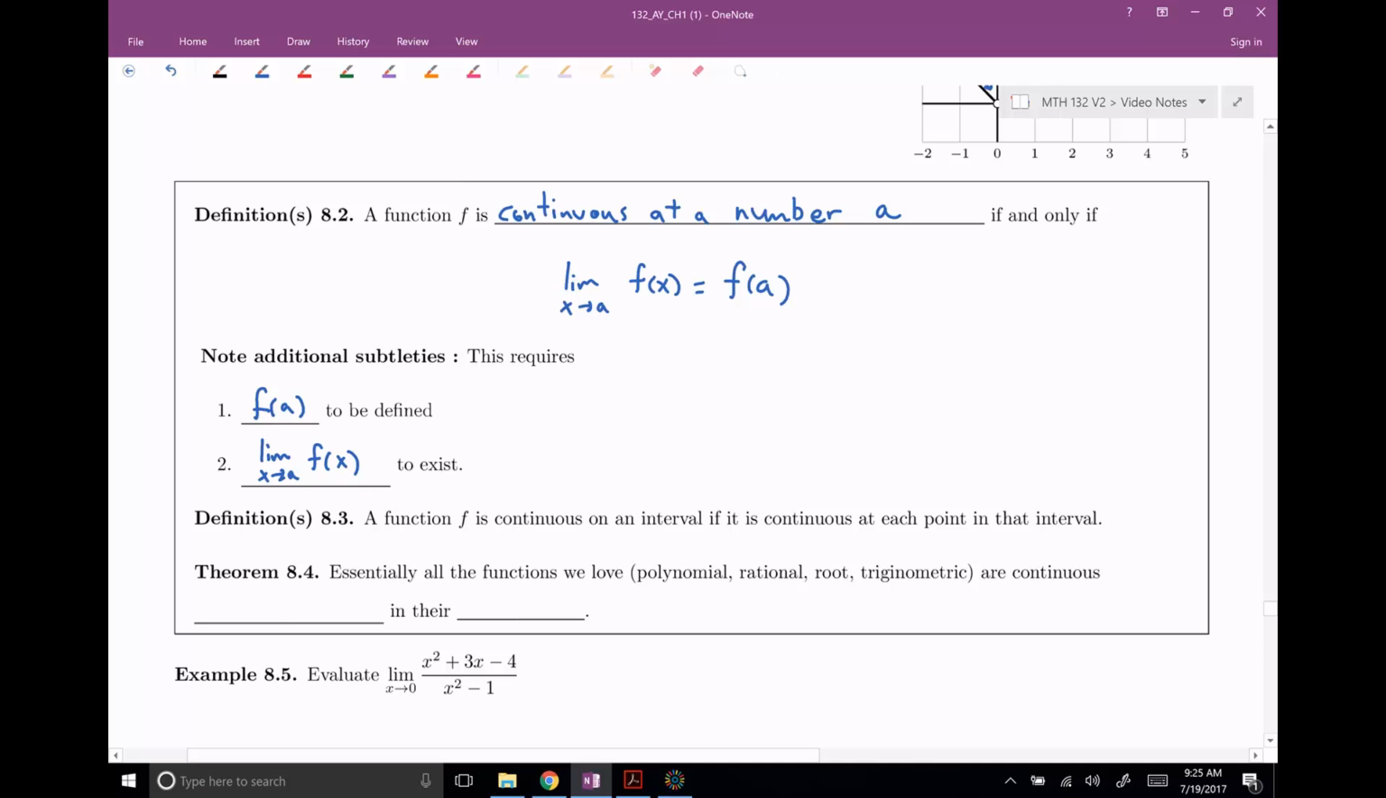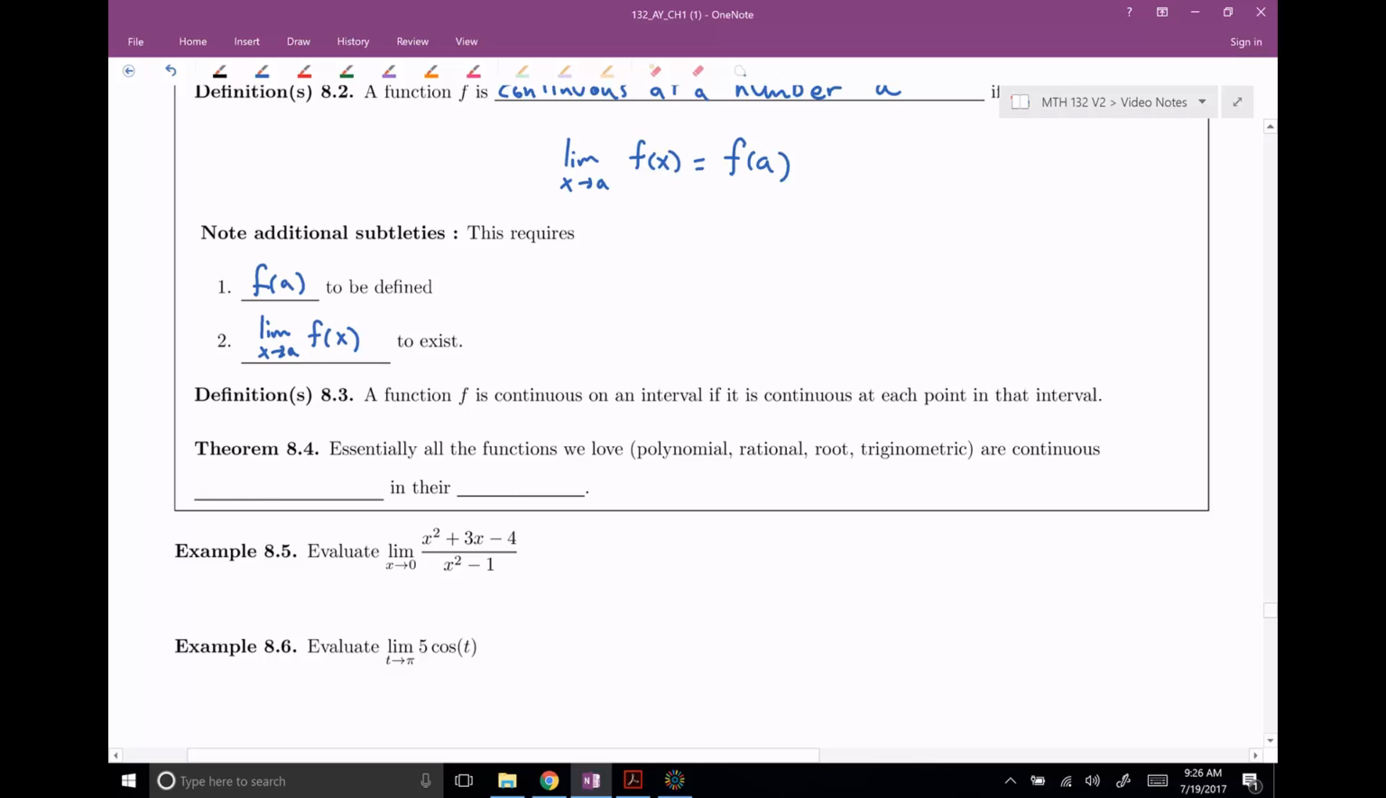All right, so another definition. We often talk about continuity on an interval. A function is continuous on an interval if it is continuous at each point on that interval. And then finally, a nice theorem. Essentially all the functions we love, polynomials, rational functions, root functions, trigonometric functions, are continuous everywhere in their domains.